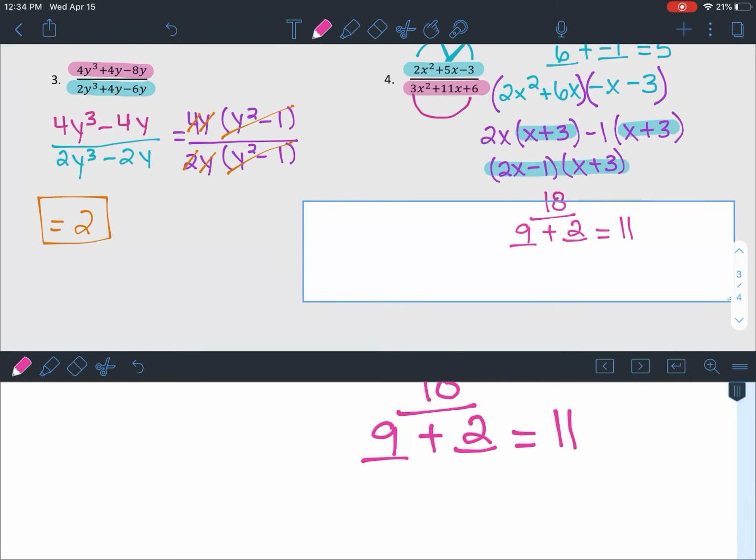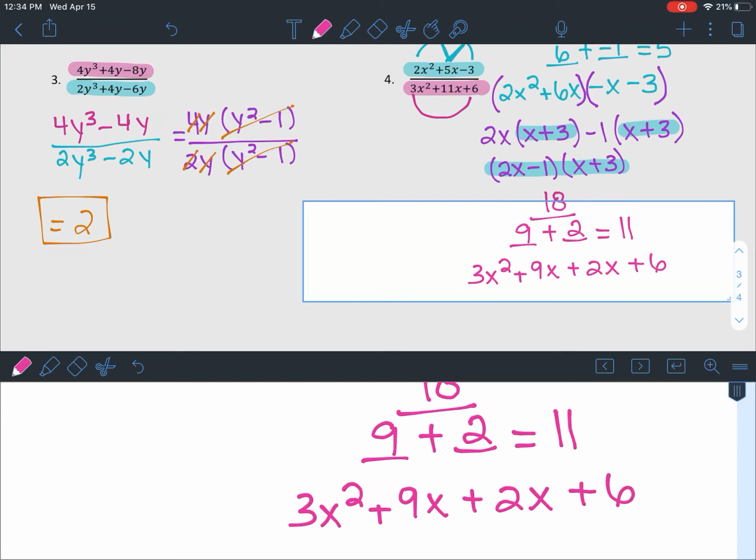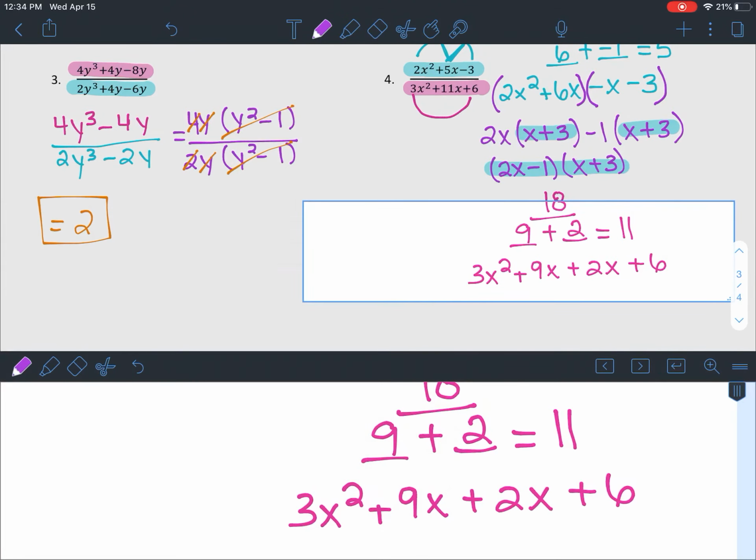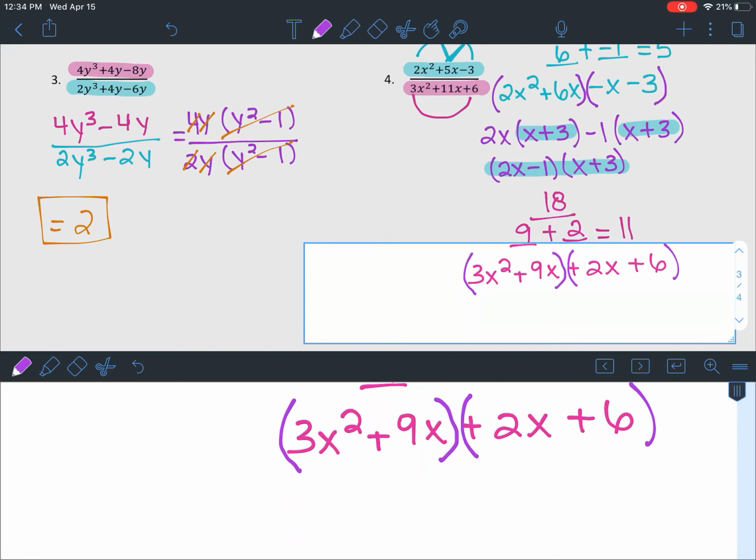So I'm going to split that middle 11, and I'm going to have 3x squared plus 9x plus 2x plus 6. So all I did there was split that 11x into 9x plus 2x. And then I'm going to go ahead and group everything. So now I look at my first set of parentheses.